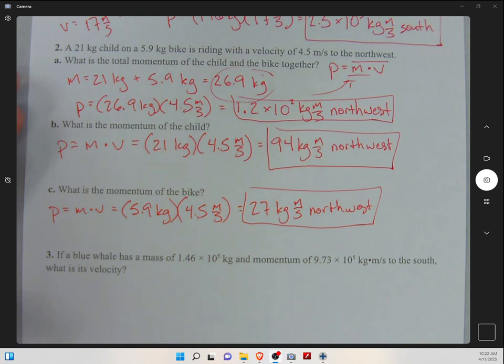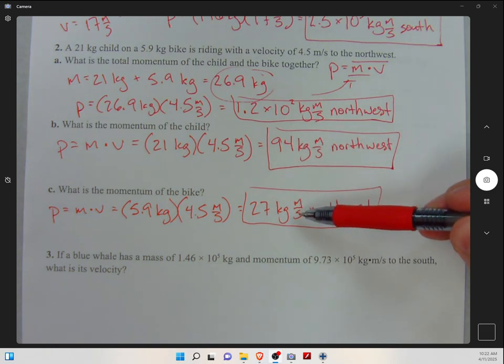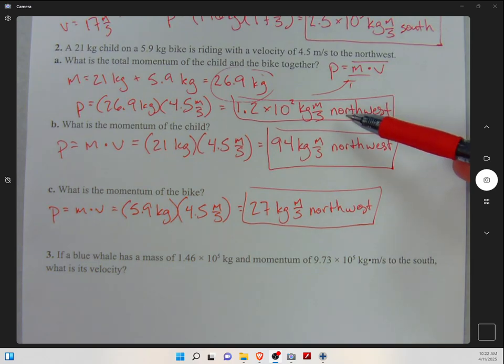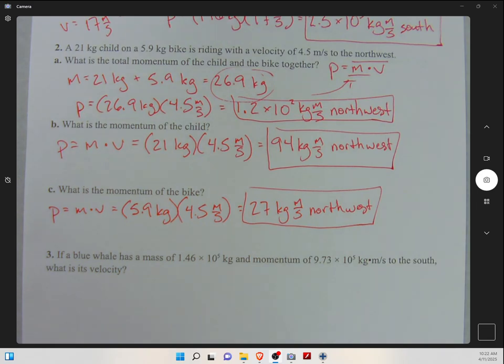Now, bonus question, what do you think you get if you were to add the momentum of the child to the momentum of the bike? That's right, you would get the momentum of the child and the bike together. Yay! Happy times.